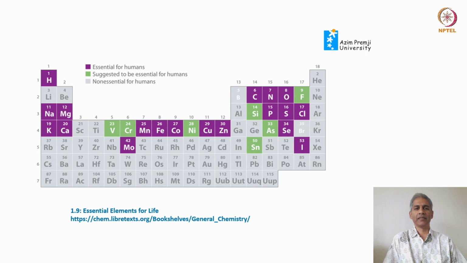Shown in purple are elements which are essential for humans, and shown in green are elements which are suggested to be essential. And then if you look more closely at particular elements, starting on the extreme left with hydrogen, the 5 elements which form the major component of our body are hydrogen, carbon, nitrogen, oxygen, and phosphorus. Then apart from that, on the left-hand side, you will see sodium, magnesium, potassium, and calcium.